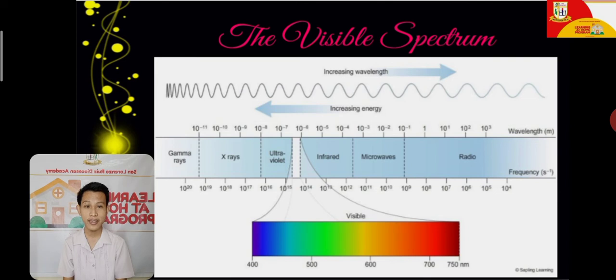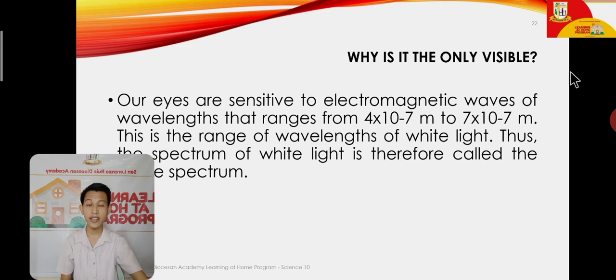Yung mga wavelengths na yan, from 700 to 400 nanometers na tinatawag natin, yan lang yung kayang makita ng ating mga mata. Okay, so sila lang yung visible part of the electromagnetic spectrum na kayang makita or ma-recognize ng ating mata or ng ating brain. Okay? So sabi ko nga kanina, it is the only visible part of the spectrum.